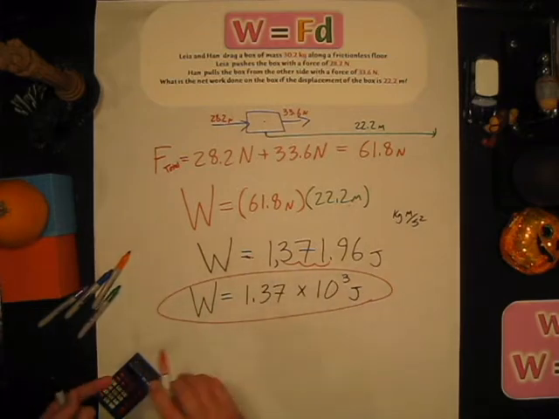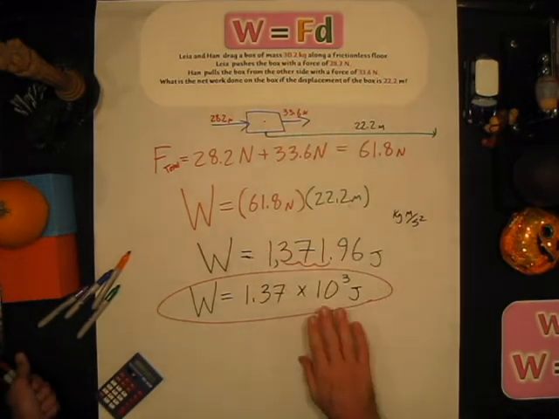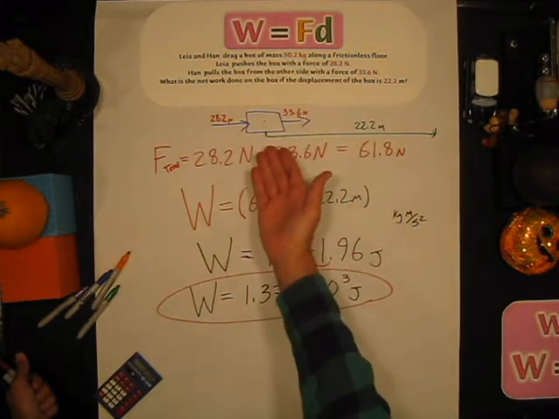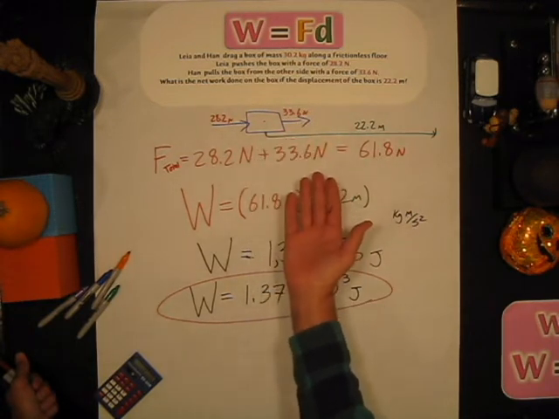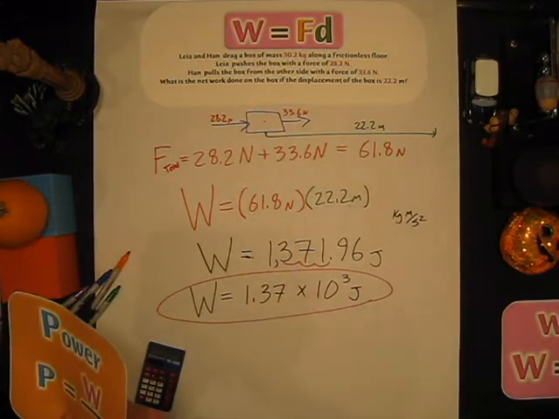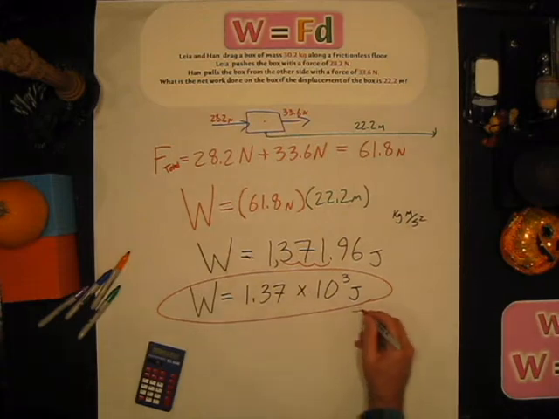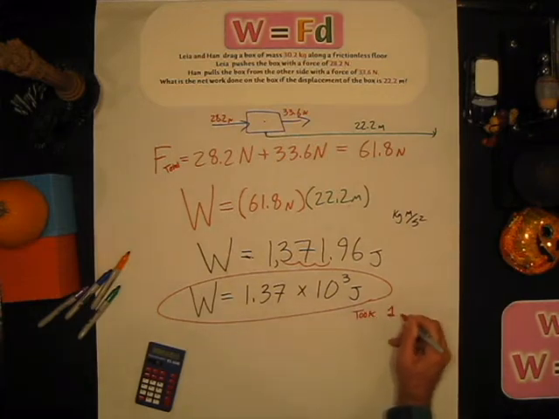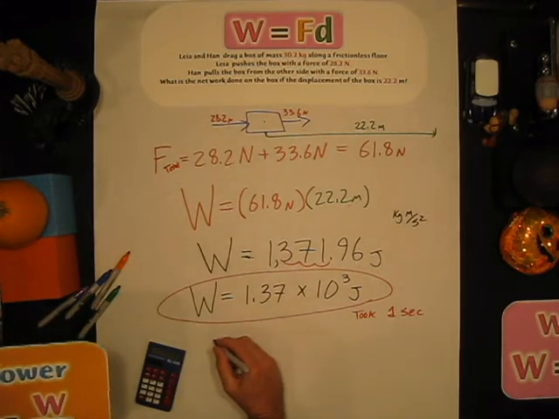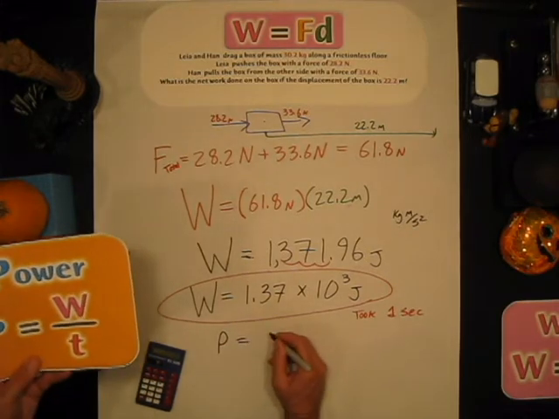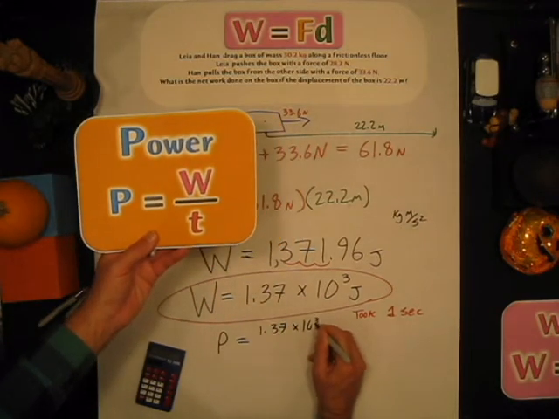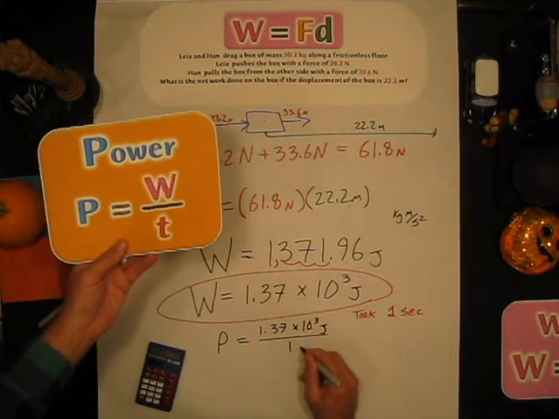But what if this was, for example, like a power problem? What if they did this? This doesn't tell me how long it took. So depending on how long it took them to do this, okay, it could be different amounts of power. So let's just say if it took 1 second, let's just make the easy example, then I would do power equals 1.37 times 10 to the third joules over 1 second.